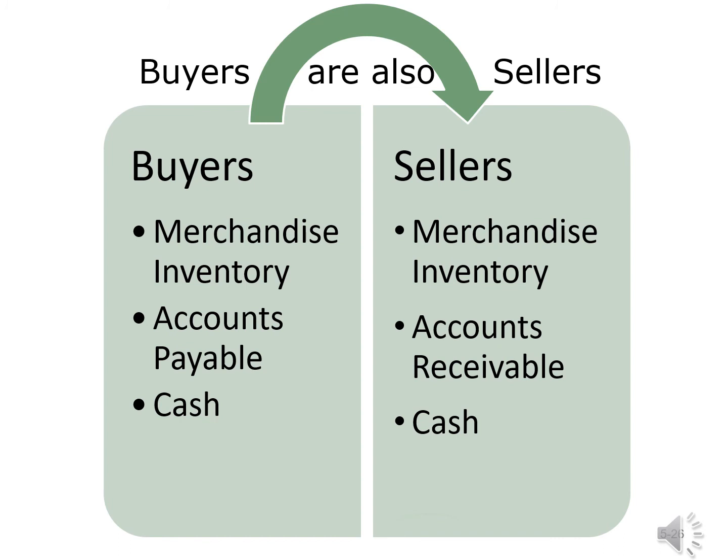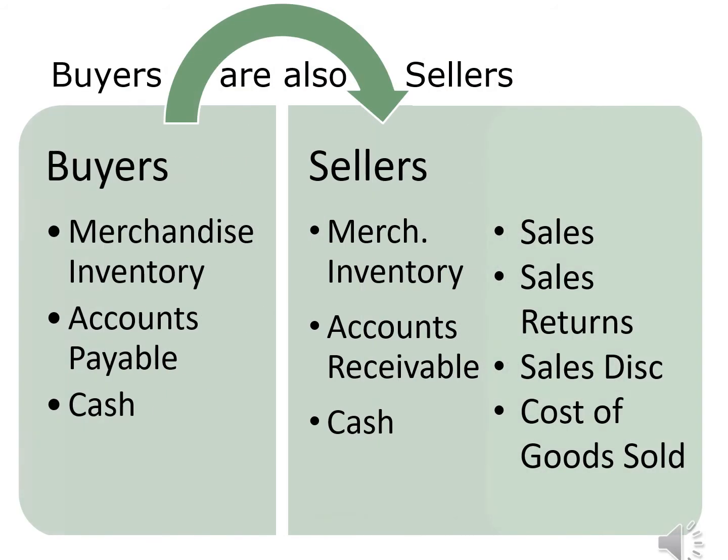But no company just buys, and no company just sells. Companies are both buyers and sellers. So we need to be able to do journal entries for both when they sell goods and when they purchase goods. When companies are acting as a buyer, they're only dealing with merchandise, accounts payable, and cash.